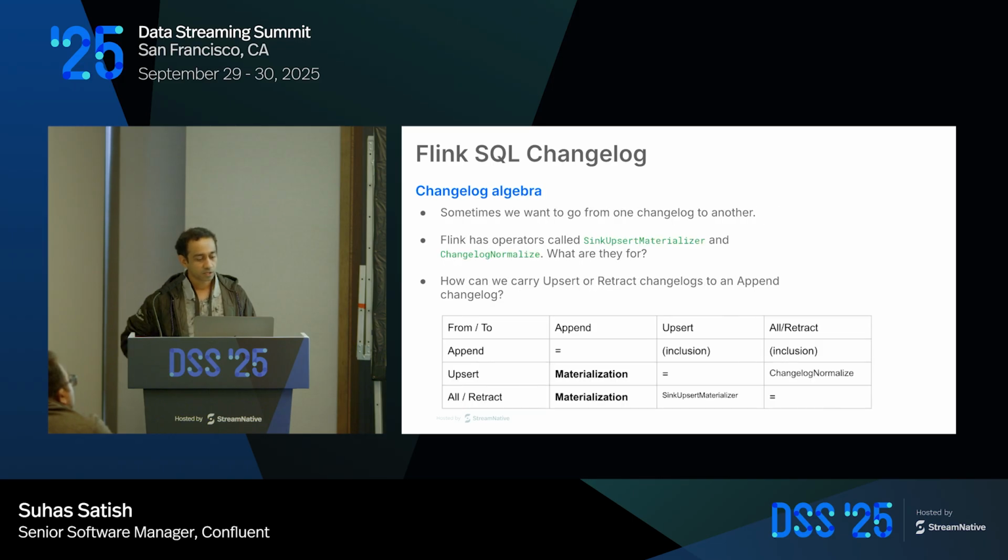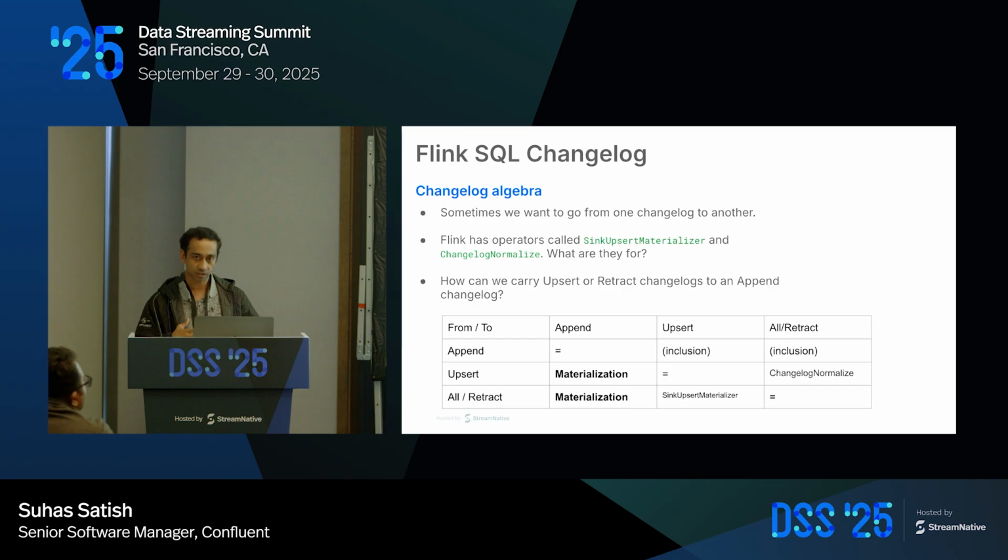And in terms of changelog algebra, we do have some operators in Flink that let you go from retract or upserts to appends or vice versa. If you want to go from retract or upsert to append, you need a materialization operator, which currently does not exist, and we are in the process of adding it to Flink in open source as well. And there's a sink upsert materializer, which takes you from retract mode to upsert. And then there is the other way around. You have the changelog normalize operator, which bloats up the state by going from upsert to retract.